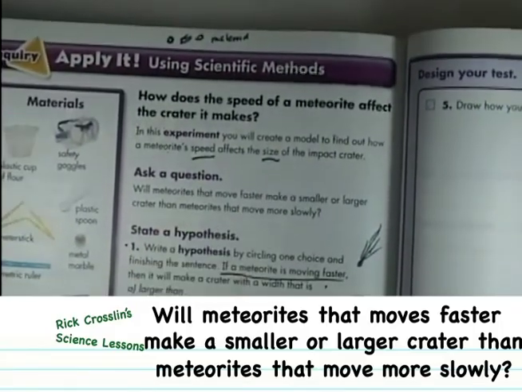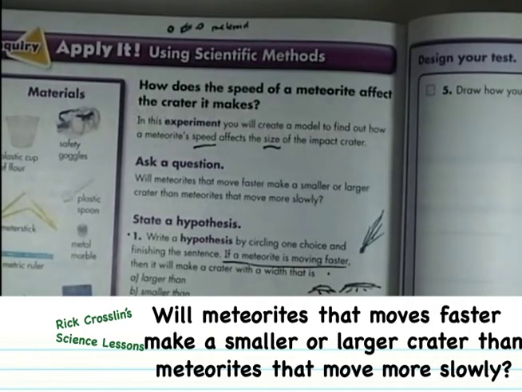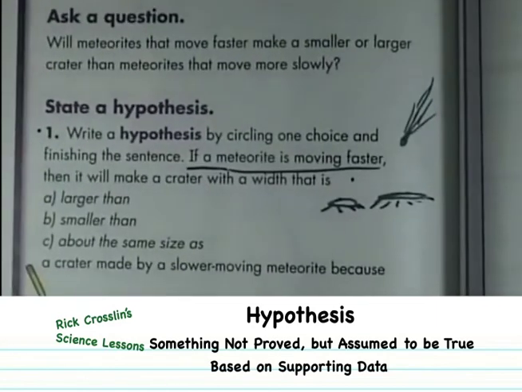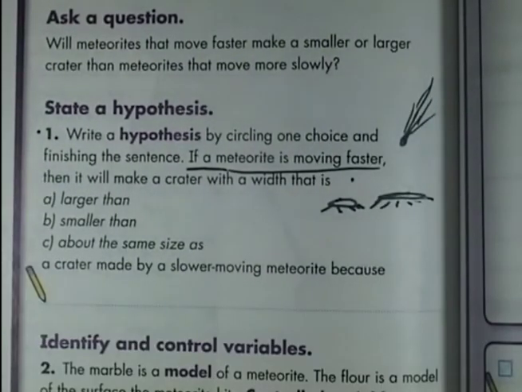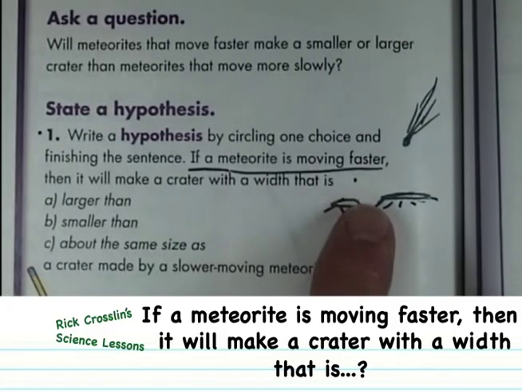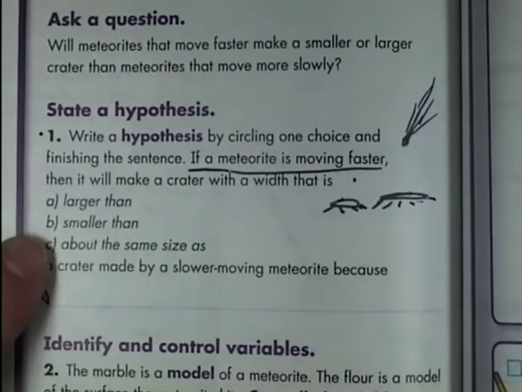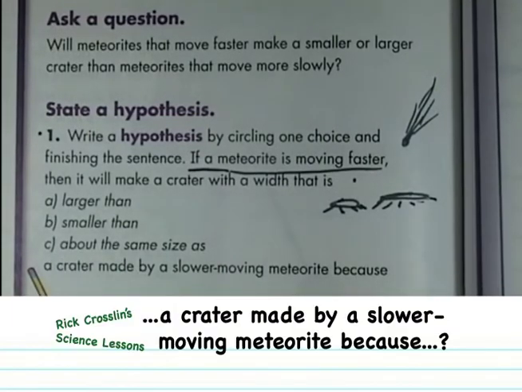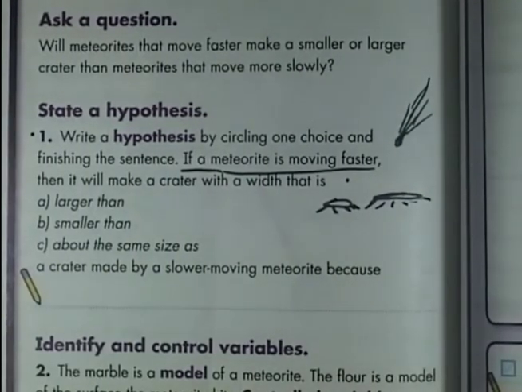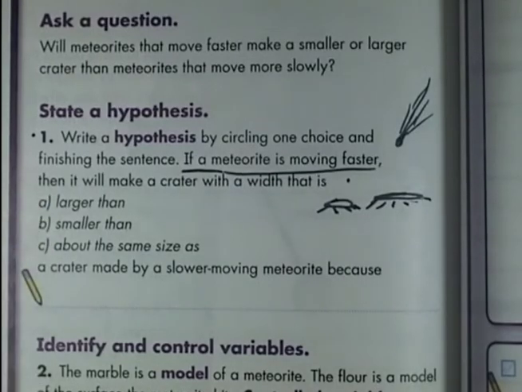Will meteorites that move faster make a smaller or larger crater than meteorites that move more slowly? And you're going to do a hypothesis. In fact, let's do that now. You get to choose one of three hypotheses. Write your hypothesis by circling one of these choices and finishing the sentence. Here's the sentence. If a meteorite is moving faster, then it will make a crater with a width that is, and you select A, B, or C, larger, smaller, about the same size as a crater made by a slower moving meteorite because, and you fill that in. So take a moment, think, make your selection A, B, or C, and give your reason.